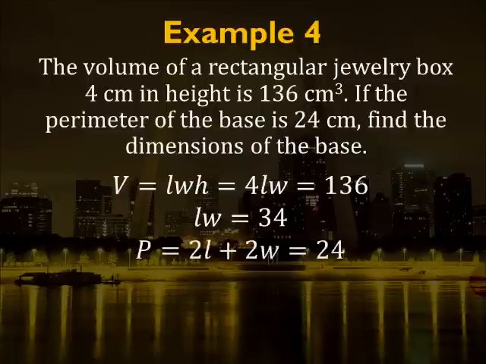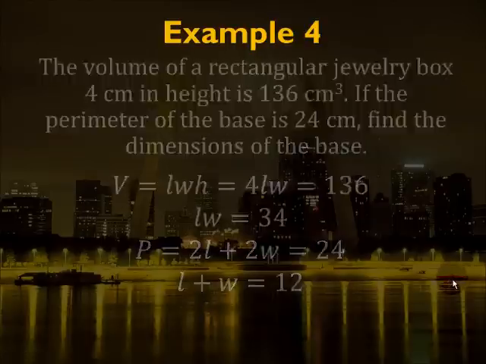Now, we know the perimeter of the base has to equal 24. So 2L plus 2W equals 24. And look at this. You have 2 equations and 2 unknowns. So you're going to have to do some substituting. And let's see what happens. Perimeter is L plus W equals 12.